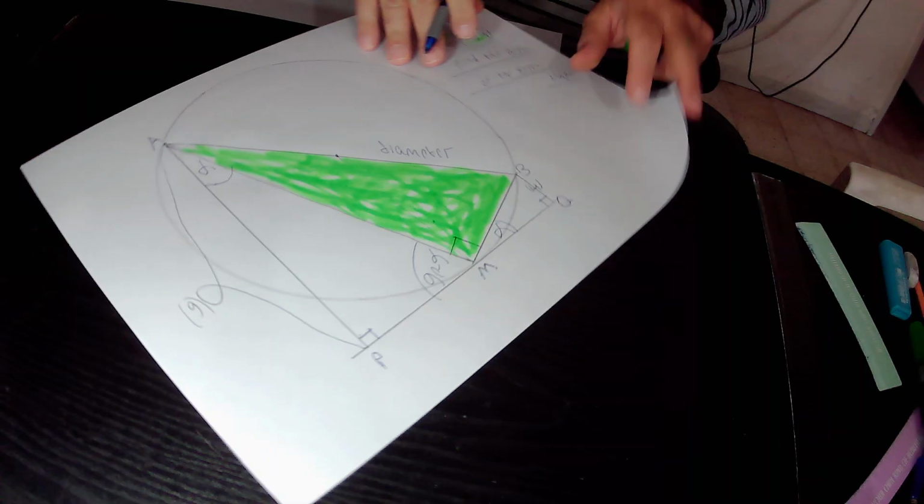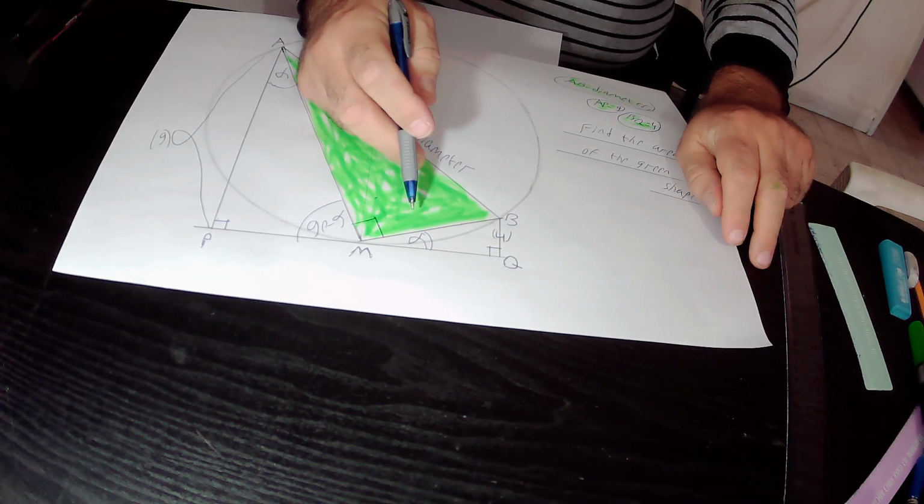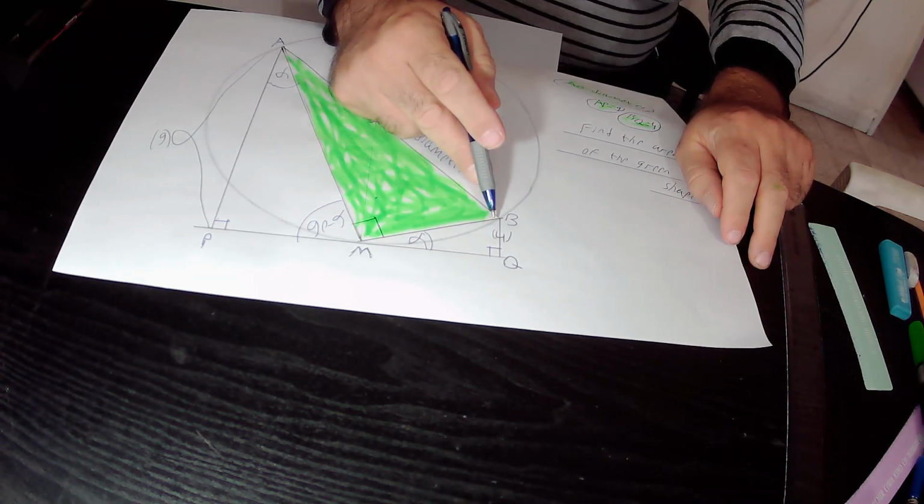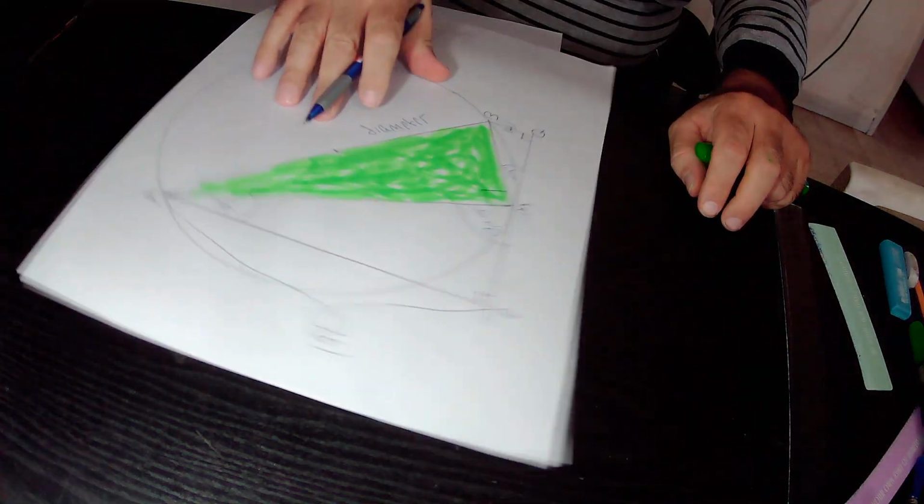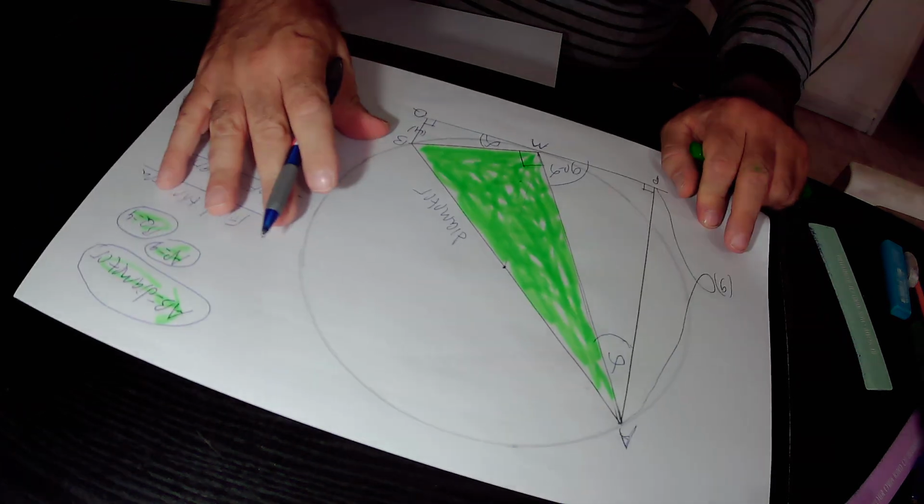So in this small right triangle BMQ, this angle equals alpha, this angle equals 90 degrees, and therefore this first angle must be equal to 90 degrees minus alpha, according to the rule that the sum of the angles in any triangle is equal to 180 degrees.